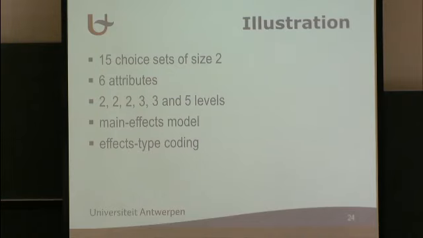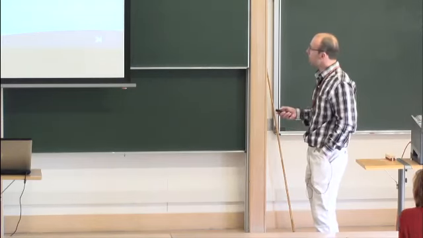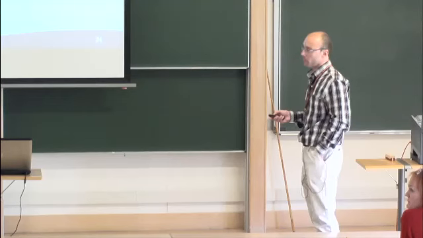So that's it. That's our approach, or 4 different approaches, I should say, to constructing partial profile designs. And I will now describe some of our results using one specific scenario involving 15 choice sets of size 2, 6 attributes, 3 of which have 2 levels and 2 of which have 3 levels, and the final attribute has 5 levels. We assume a main effects model, and we assume that every attribute is effects type coded.